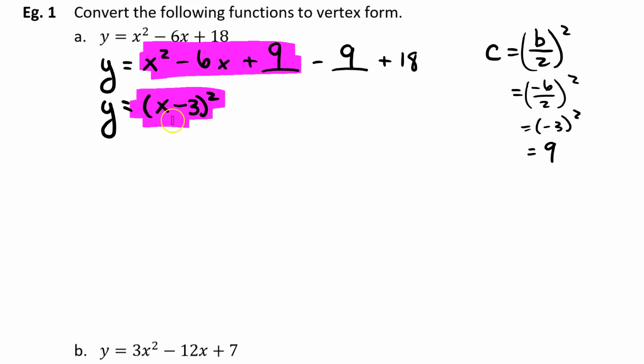Pause it, take a scrap paper, expand this out, x minus 3 times x minus 3, you will get the expanded version of that. Then I'm just going to say minus 9 plus 18 is just going to be plus 9. And I'm also going to highlight that minus 9 plus 18 is simply positive 9. So there you have it.